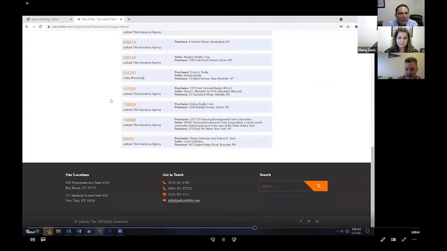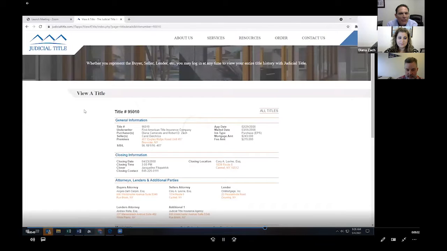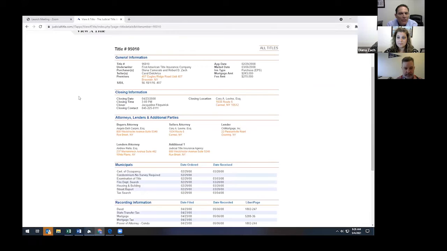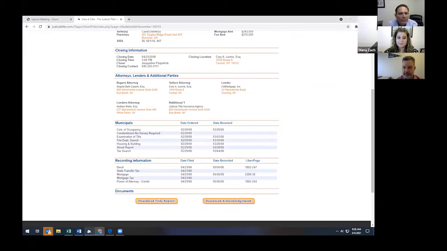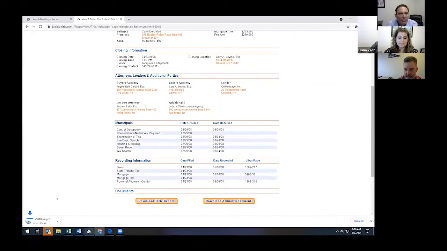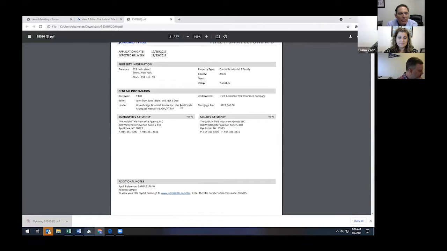I'm just going to click a sample, and you can see all the information: general information, closing information, the parties on the deal, municipals, the dates they were ordered and received, and recording information, including liber and page. Also from here, click Download Title Report, and you can view the title report.